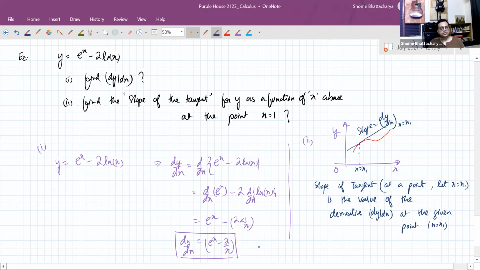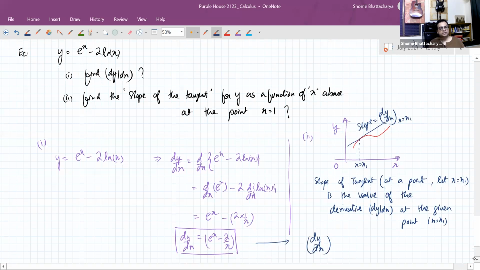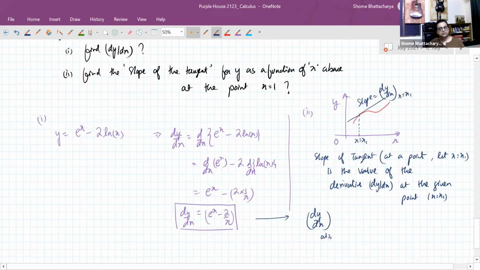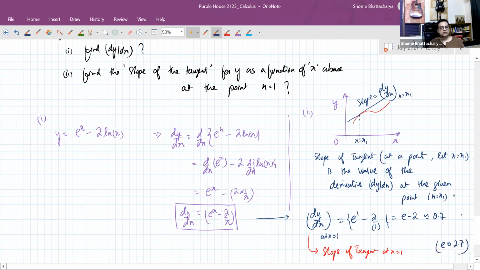So that's what we have to apply over here. So this is the dy by dx, but we want to now find its value at x equal to 1. This will be the slope of the tangent at the point x equal to 1. So substitute the value of x as 1. So it's e raised to the power 1 minus 2 by 1. As you can see, it's e minus 2, which will be approximately 0.7 because e is approximately 2.7.